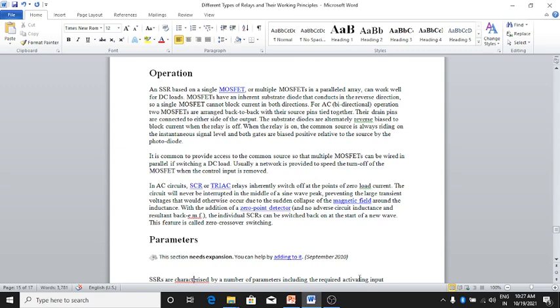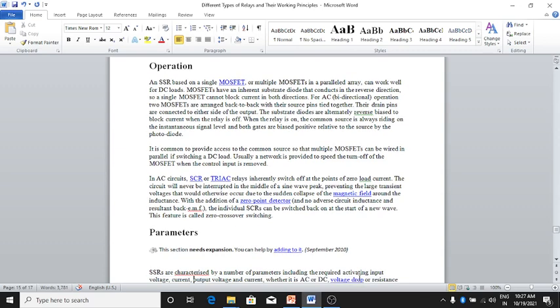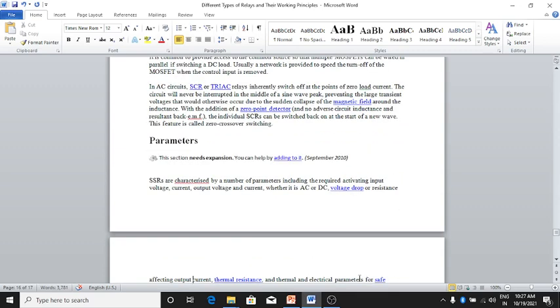In AC circuits, SCR or triac relays inherently switch off at the point of zero load current. The circuit will never be interrupted in the middle of the sine wave peak, preventing the large transient voltage that will otherwise occur due to sudden collapse of the magnetic field around the inductor. With the addition of zero-point detectors, the individual SCRs can be switched back on at the start of the new wave. This feature is called zero crossover switching.